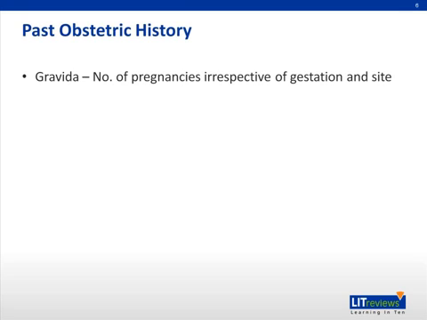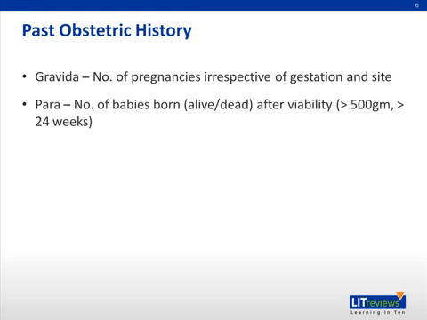But a person who is currently pregnant and has had 2 children in the past, you would mention as gravida 3 para 2. Which leads us to the next terminology, which is parity or para, which is the number of babies born alive or dead after the period of viability, which is either more than 500 grams or more than 24 weeks.